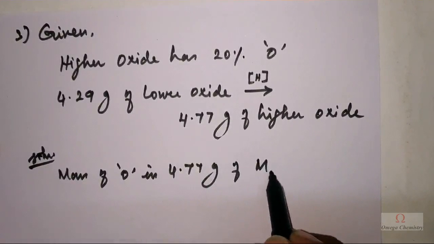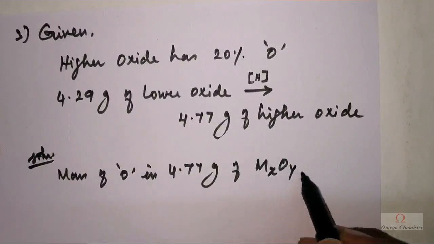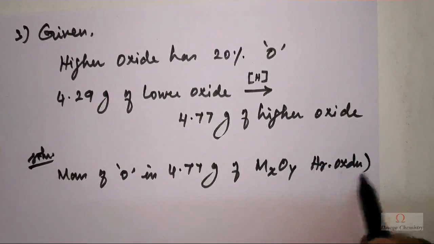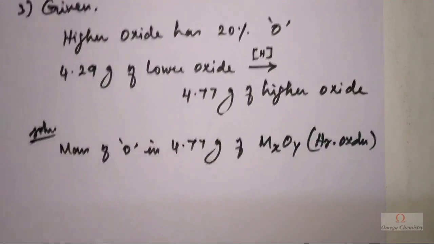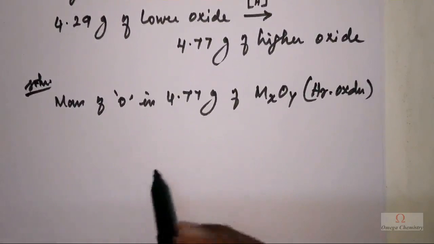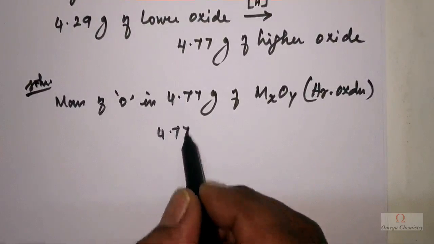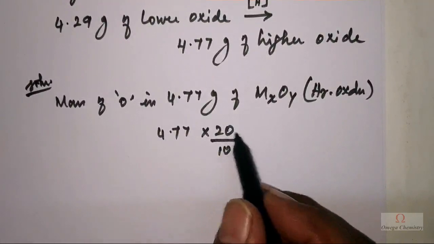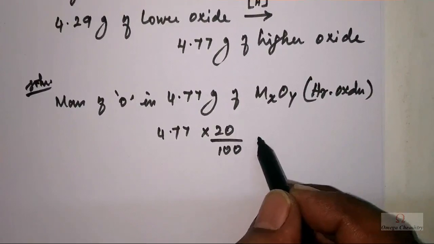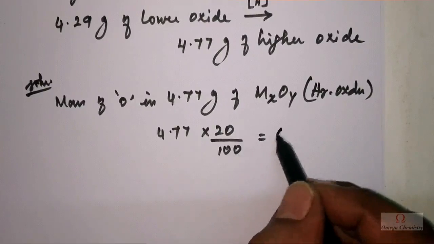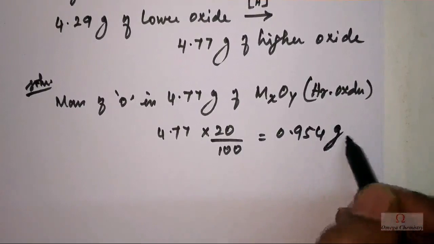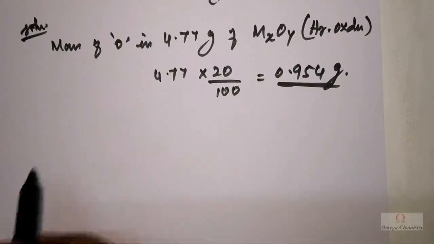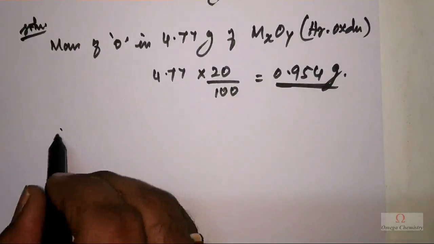of MxOy, I'm going to call that compound the one in higher oxidation state. Okay, higher oxidation state, I'm going to just abbreviate like this. So I can easily do that: 4.77 into 20 by 100, because I know it is present as 20%. And if I do this, I will get 0.954 grams. Okay.